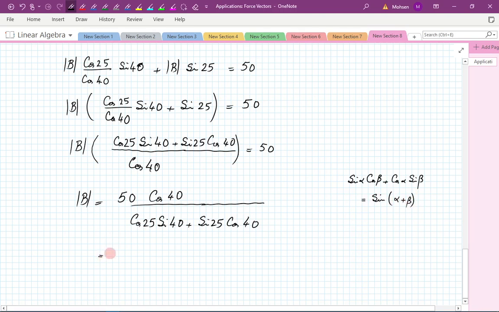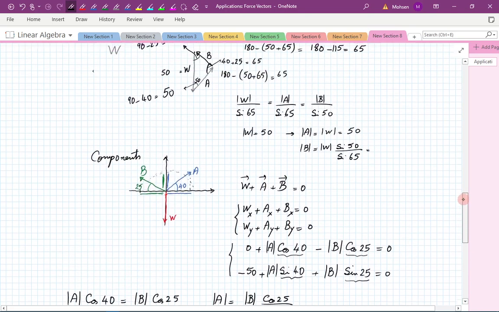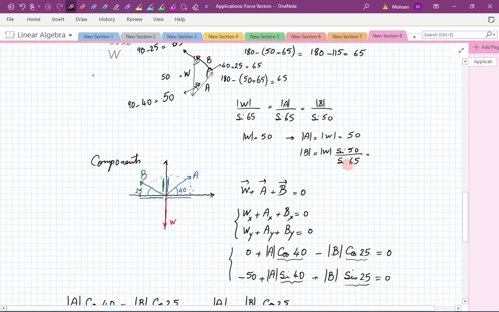So this is really cosine of 40 divided by sine of, well, 25 plus 60. So this is another way of writing this. 50 cosine of 40, denominator is sine of 65. So we came closer to the answer that we had here before. We have a sine of 65 in the denominator here.